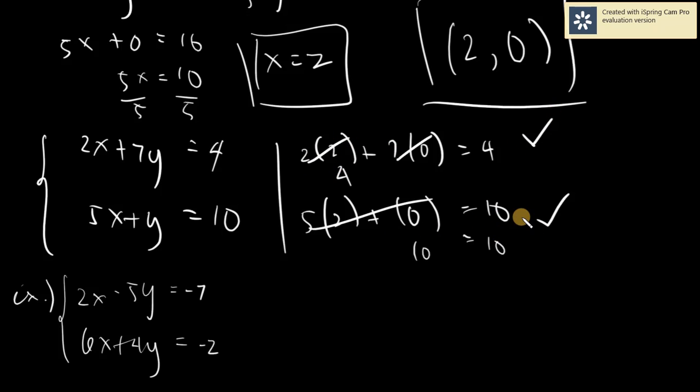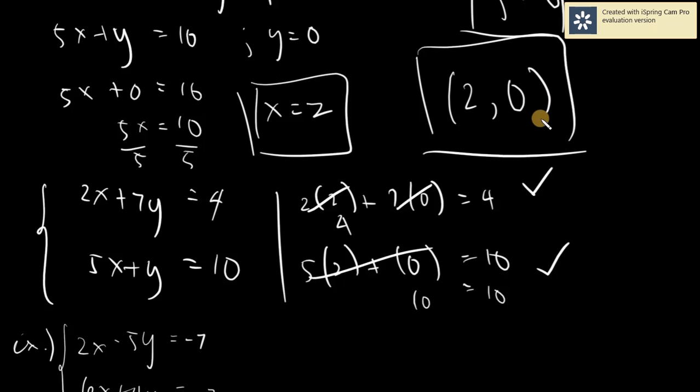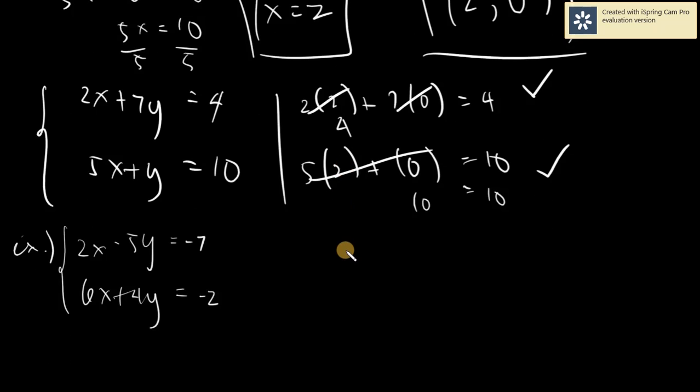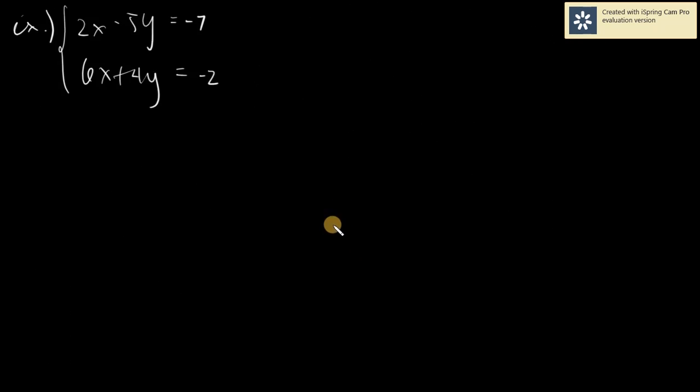Correct for both equations. Therefore, the solution for our system is correct. The solution would be written as ordered pairs. And now, the last one.